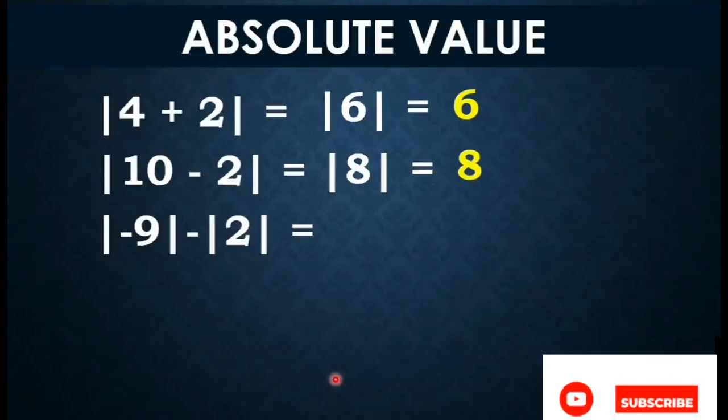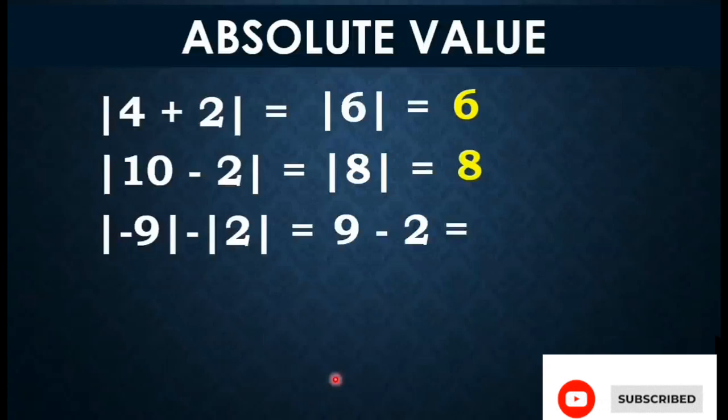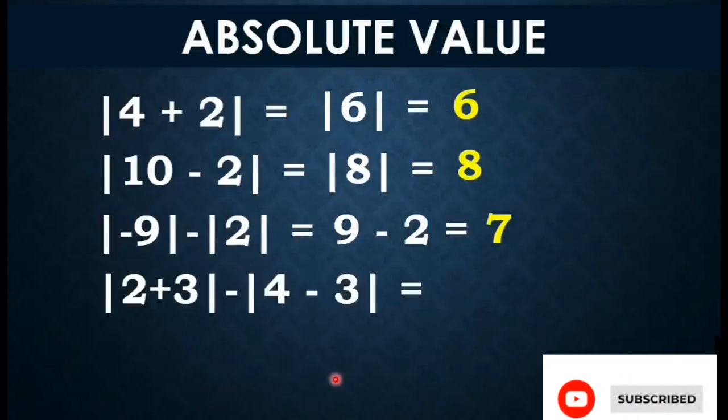The absolute value of negative 9 minus the absolute value of 2. Don't forget, student, the absolute value of negative 9 is 9, minus the absolute value of 2 is equal to 7.